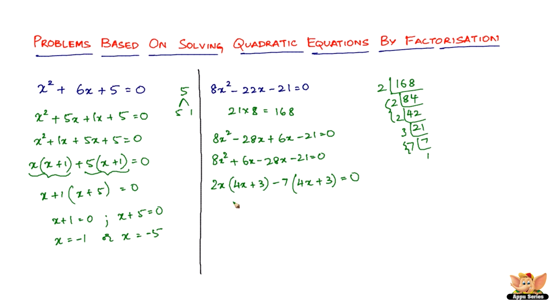Now considering these two terms, you can take out 4x plus 3 as common. All you get inside is 2x minus 7 once you take out 4x plus 3. This is equal to 0. So it's either 4x plus 3 equals 0 or 2x minus 7 equals 0. Here x equals negative 3 by 4 or x equals positive 7 by 2. So these are the solutions, the roots we get for this equation. Thus we've solved the given quadratic equation by factorization.